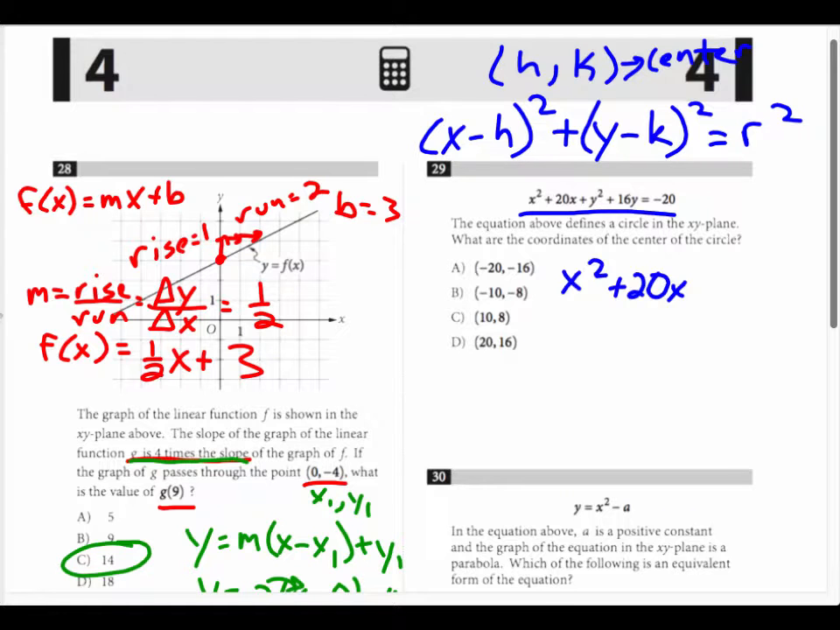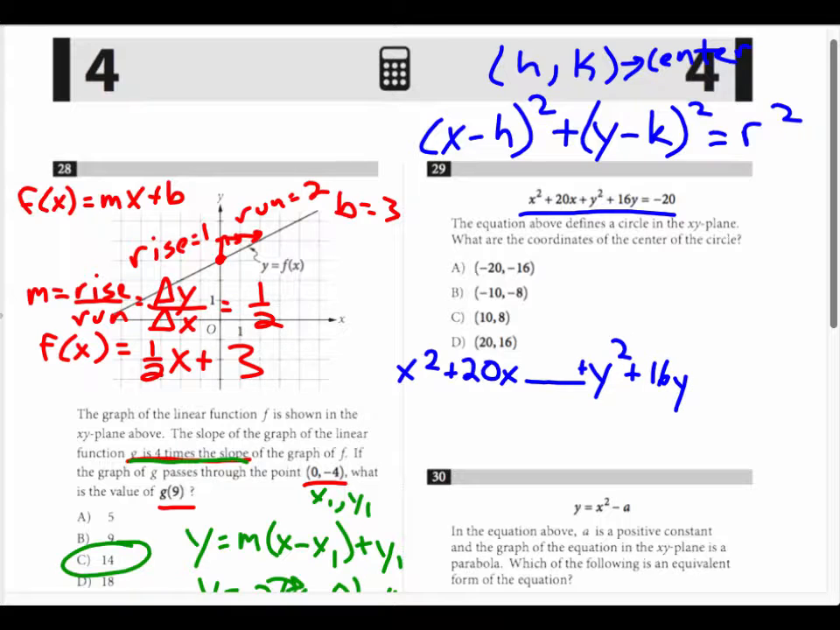100. I'm actually going to write this down here because I'm going to need a little bit of space. So I'm going to say x squared plus 20x, and then I'm going to add something here. And then I'm going to say y squared, that's a positive y squared, plus 16y, and then I'm going to add something here. And then over here I have negative 20. Okay? So if I take 1/2 of 20, which is 10, and I square it, I'm going to add 100 here. Now whatever I do on one side of the equal sign, I have to do on the other side of this equal sign.